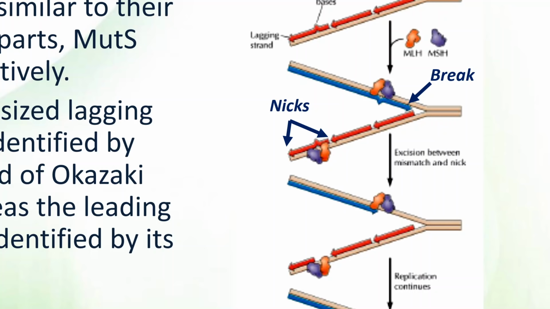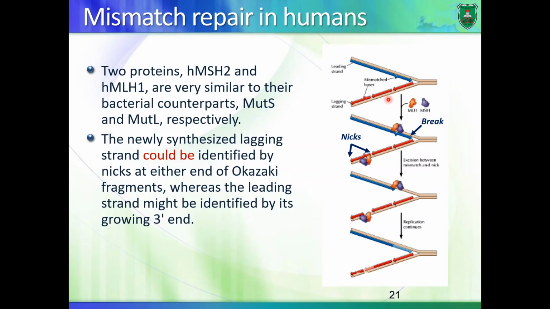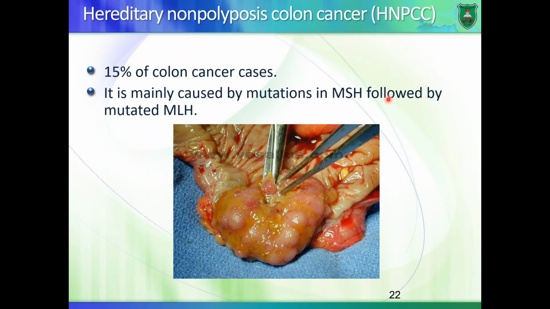Okay, now that's for the Okazaki fragments. They also recognize the end of the leading strand. So they know that this is the one that is newly synthesized, the one that needs to be repaired, not the parental one. So that's how they recognize which strand to repair. Okay, now, are these proteins important? Very important.